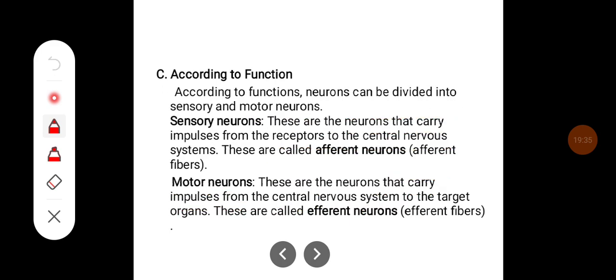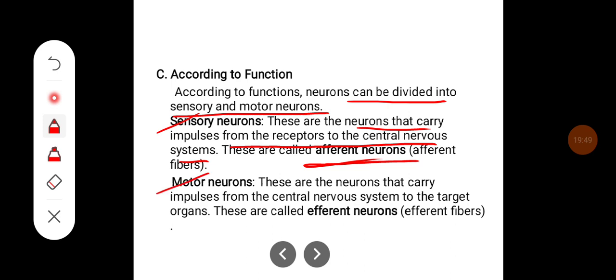According to the functions, neurons can be divided into sensory or motor neurons. Sensory neurons are the neurons that carry impulses from receptor to the central nervous system and are called as afferent neurons. The motor neurons are the neurons that carry impulses from central nervous system to the target organs, and these are called as efferent neurons.